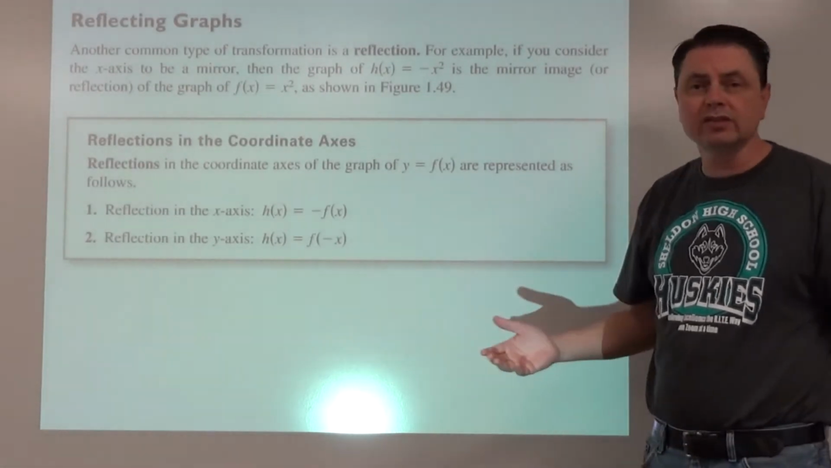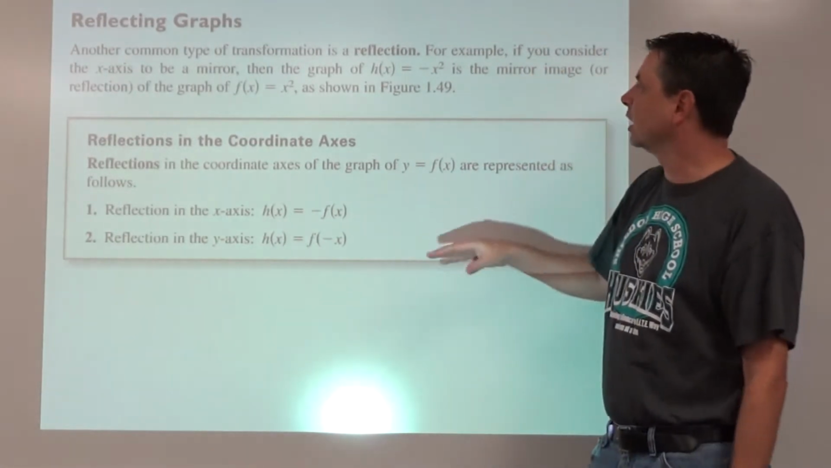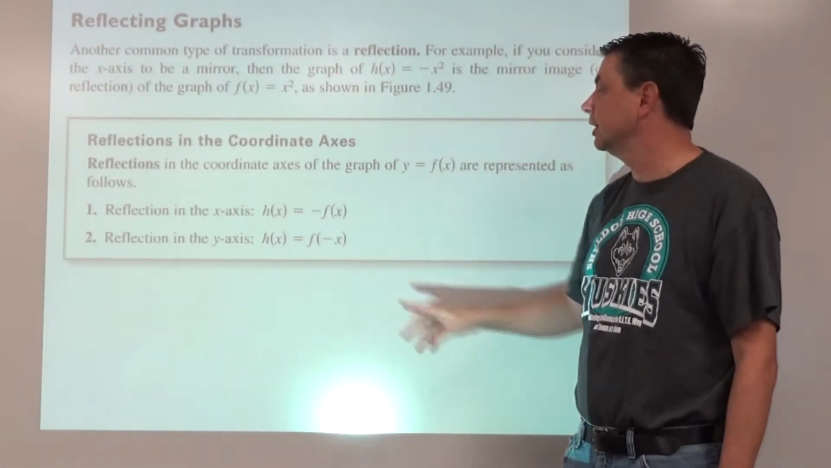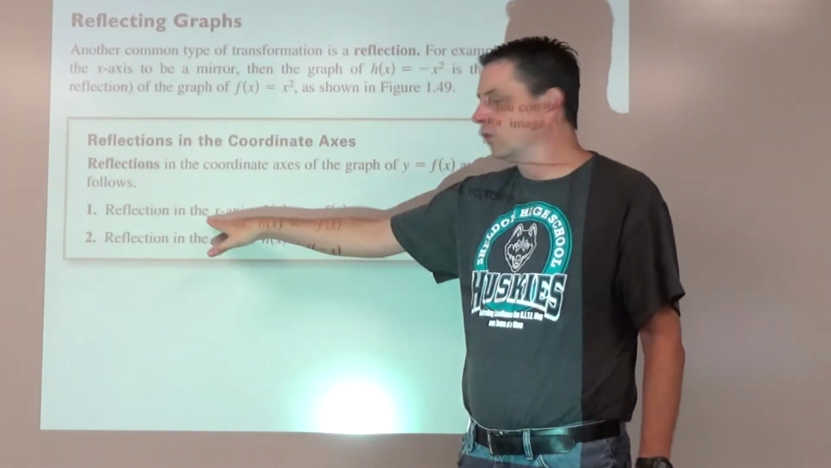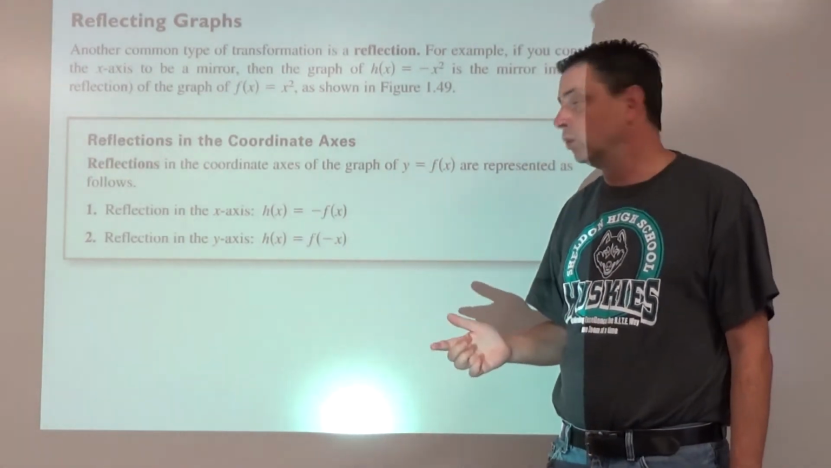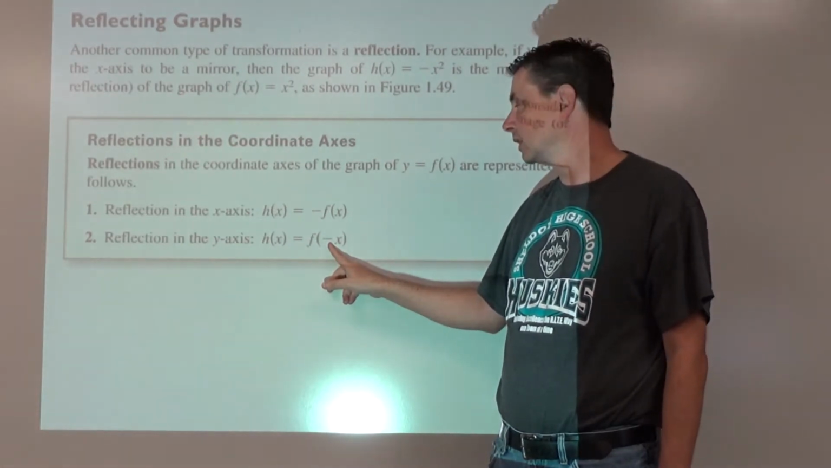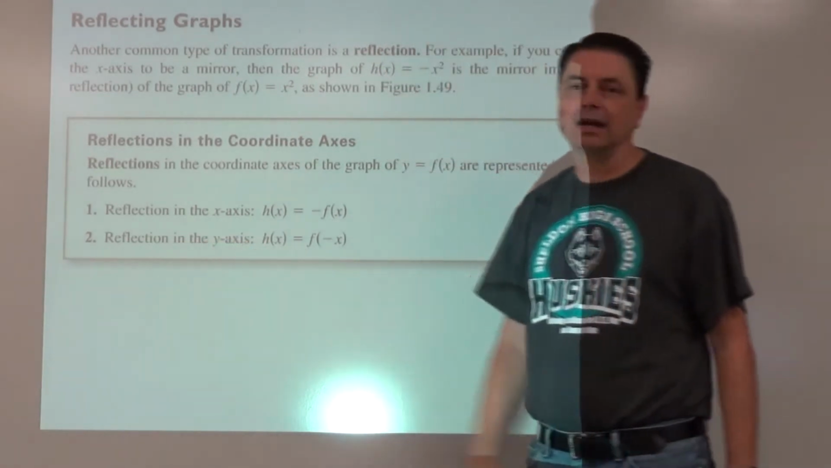Our next transformation are reflections. The one you're probably most aware of and comfortable with is when the negative is outside of the function, typically in the front, and that's going to reflect over or about the x-axis. The less common one is if the negative is inside of the function, then it's going to reflect across or in the y-axis instead.